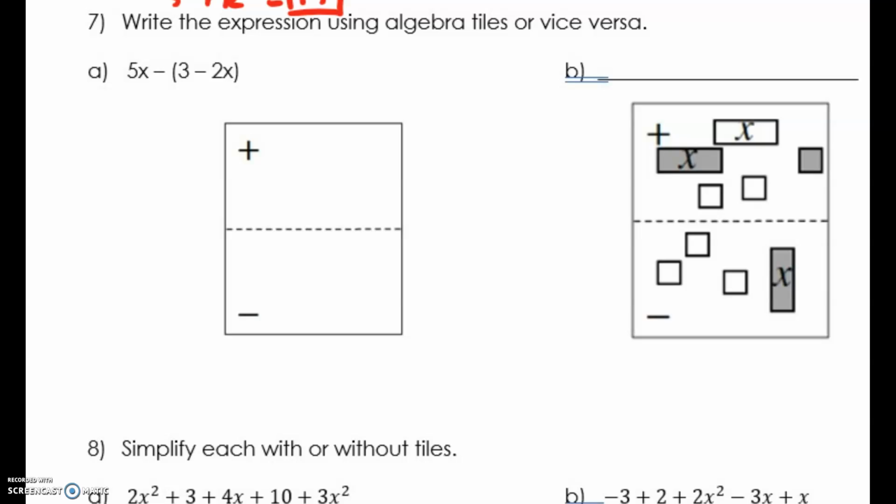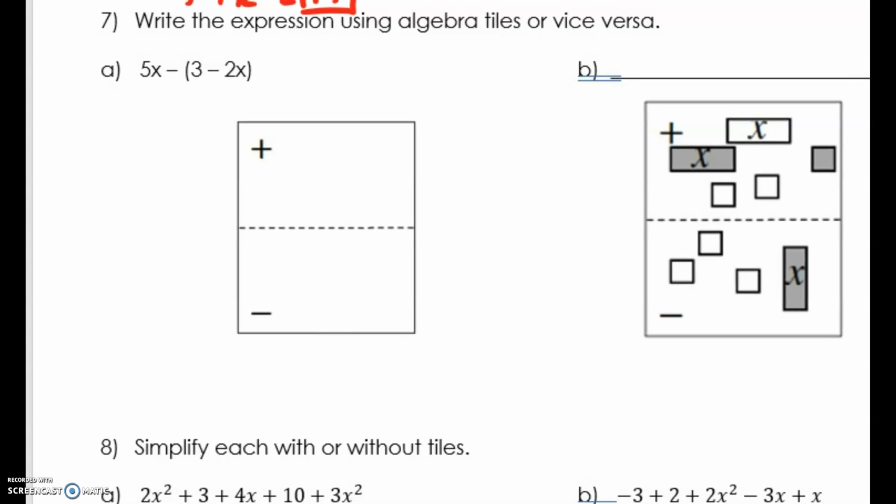Question number 7, write the expression using algebra tiles or vice versa. So I'm going to take this algebraic expression and write it with tiles. I'm going to start with my x tiles, so 5 x's. Since these are positive, they would need to be shaded in. If you have colors, you could use the color blue, because blue is positive and red is negative. But I'm just going to shade them in.